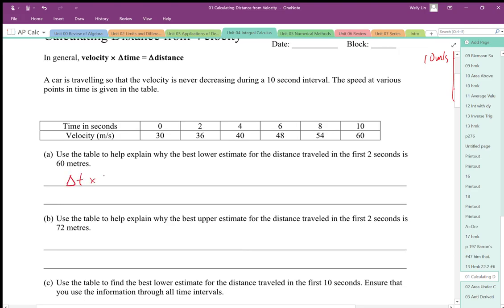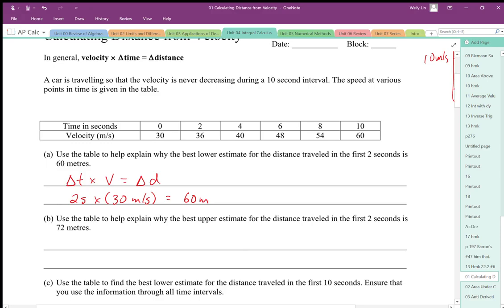So we're going to do the change in time times our velocity, which equals the change in displacement. Our change in time is 2 seconds. We multiply that by 30 meters per second, and we get a displacement of 60 meters. So that would be our lower estimate, our best lowest estimate. We know it can't be lower because it's always increasing.